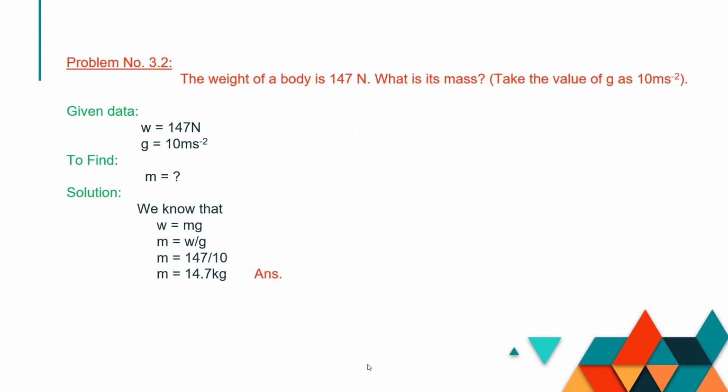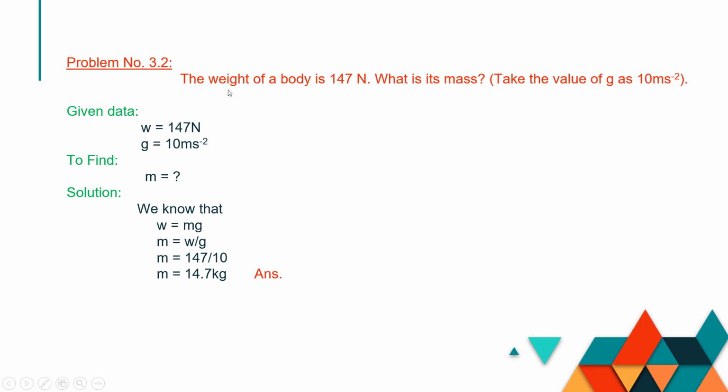Now we will solve problem number 3.2. Its statement is: the weight of a body is 147 Newton. What is its mass? Take the value of g as 10 meter per second square. Again, firstly we will write the given data.